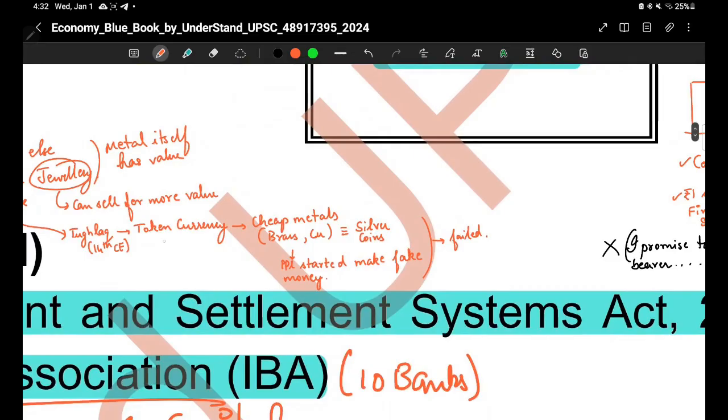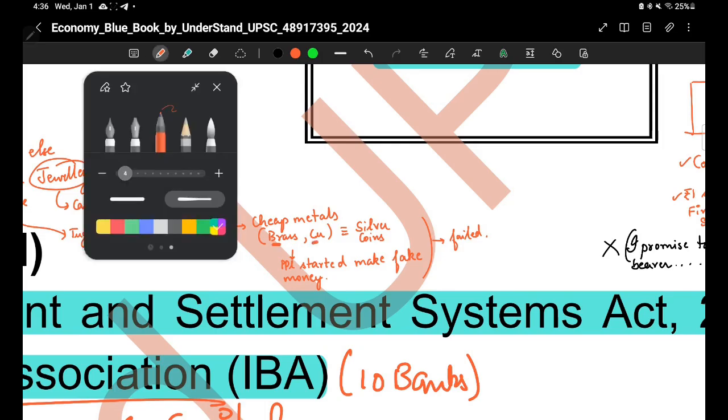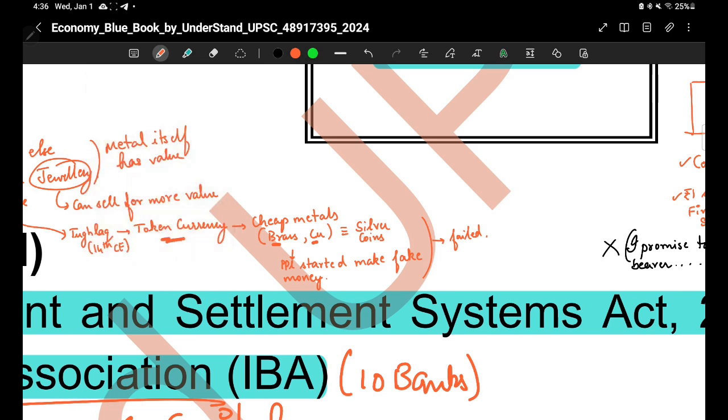Similarly, Tughlaq also introduced token currency. Cheap metals. These cheap metals consisted of brass and copper. And he told that these cheap metals are equivalent to silver coins' value. So what he did, he used a brass coin or copper coin, and let's say 5 rupees he told, and this is equivalent to a 5 rupee silver coin. This is a brass coin. This is what he did.